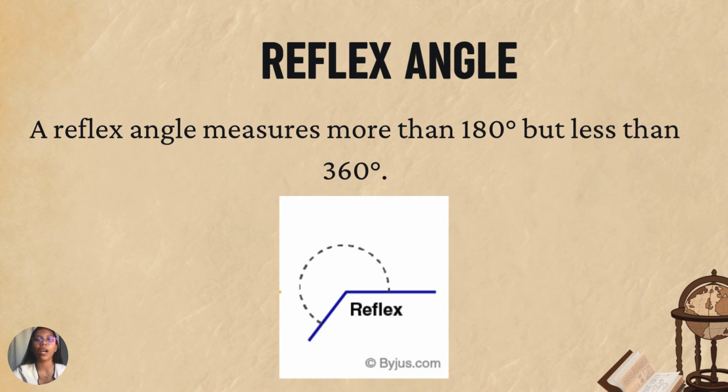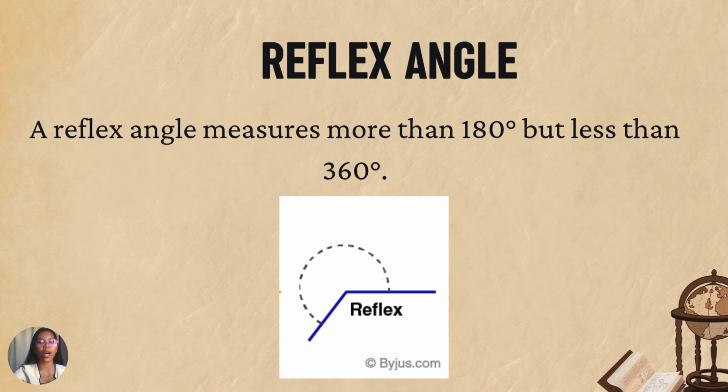Okay, now reflex angle. A reflex angle measures more than 180. So a straight line is 180. Now reflex is more than 180 but less than 360. So it looks like an outside portion of an acute or obtuse angle.